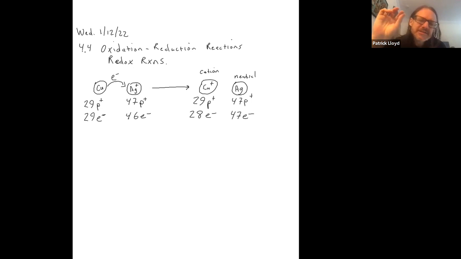The electron is the species that is able to migrate from one reactant to another. And this can happen with atoms and ions, but it can also happen within molecules. Very complicated molecules can involve the transfer of electrons. Okay, so these are redox reactions, moving of electrons from one species to another.